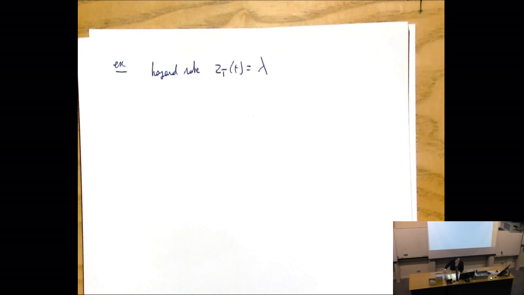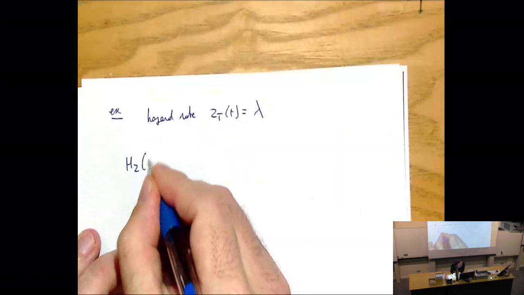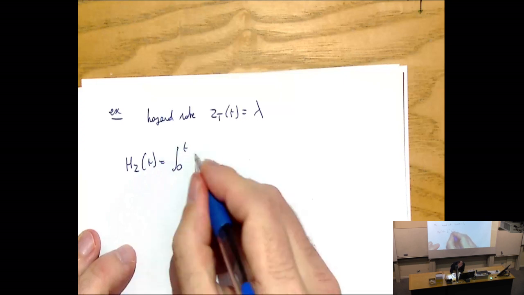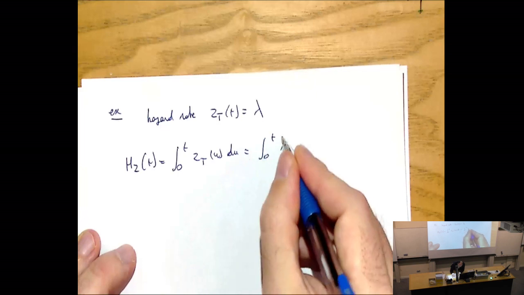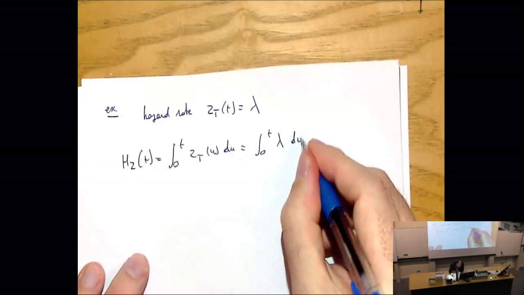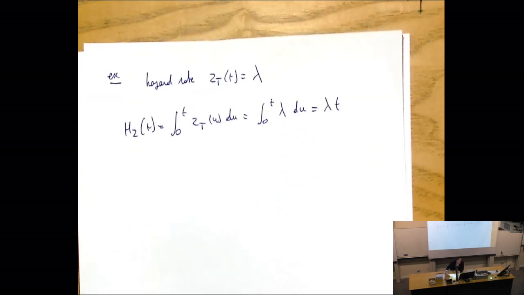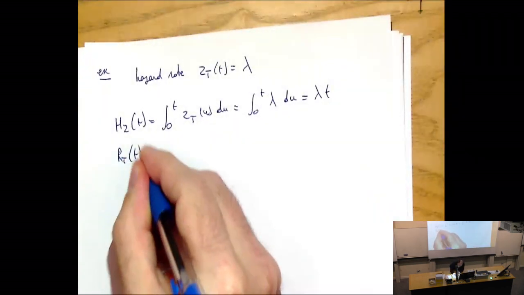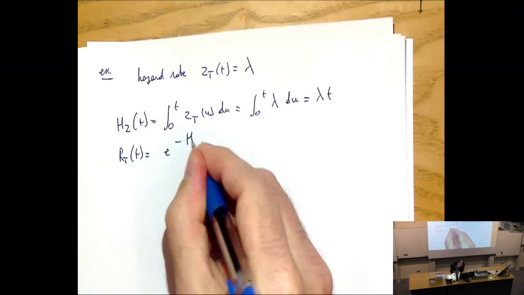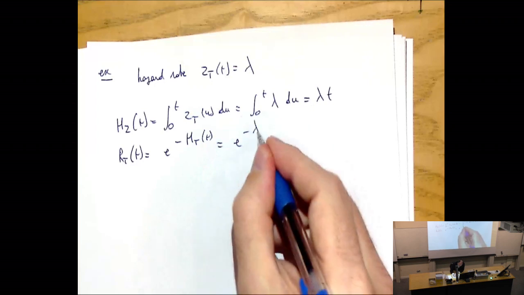what can we do? What we can calculate first is this cumulative hazard function, which is the integral of the hazard rate. So I have the integral between 0 and t of z(u) du, the integral between 0 and t of lambda du, and that's lambda t. Once we have this, then we can calculate the reliability function, right? So the reliability function is e^(-lambda t), e to the minus this cumulative hazard function.